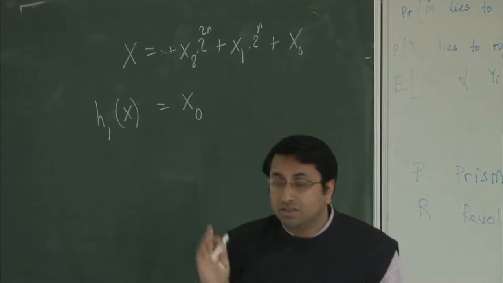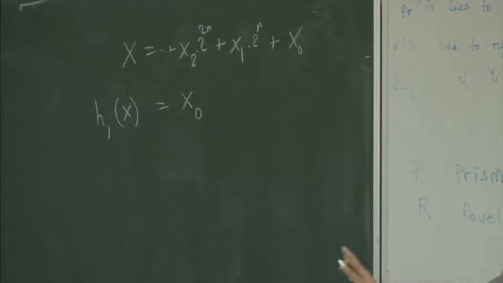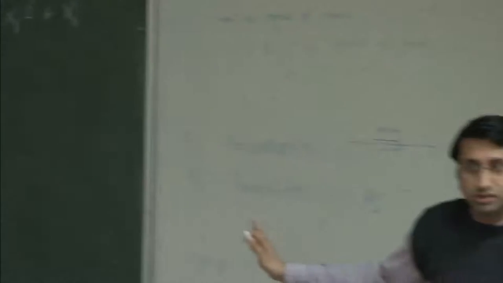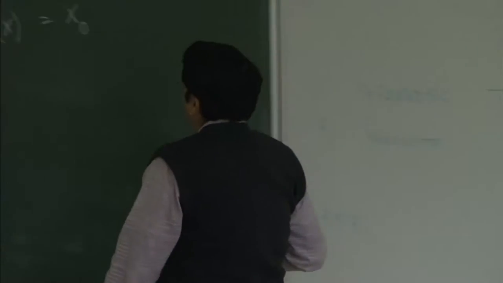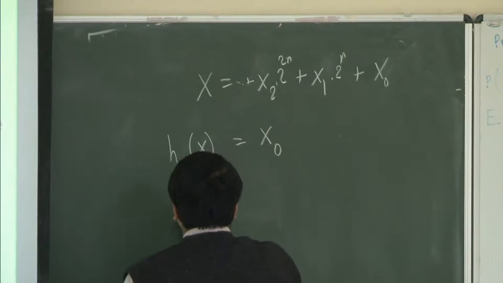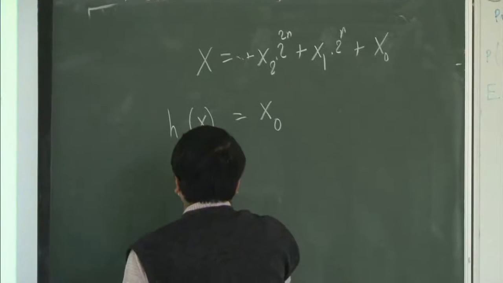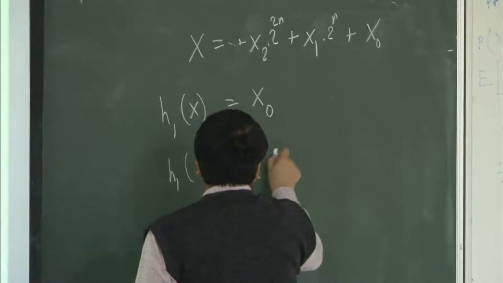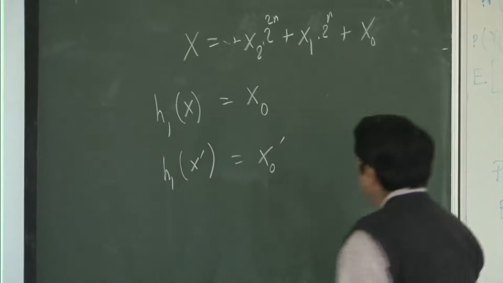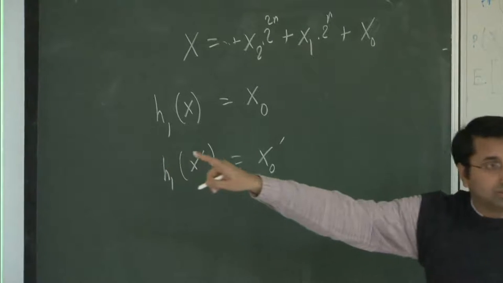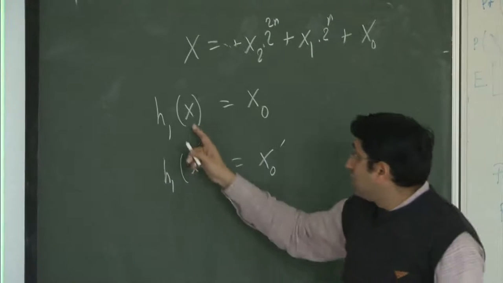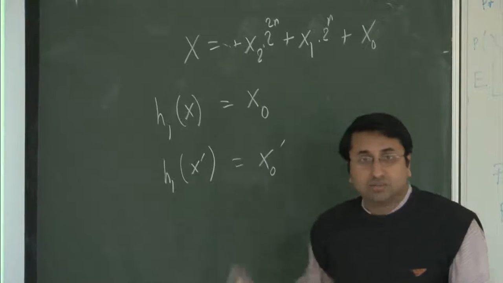Is that clear to everybody? That h1(x), if h1 is just a modulo 2^n hash function, then h1(x) is x0. Right? Okay. Now, what I want is, suppose I have x and x prime, and both of them have the same x0. In that case, they will alias in the first table. I want these two not to alias for H2 and H3.